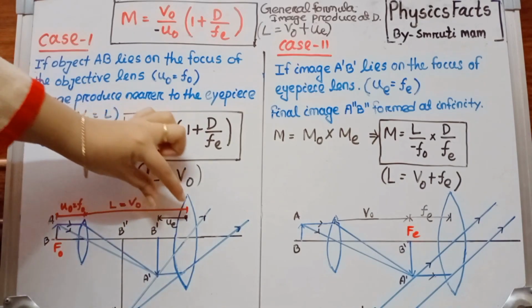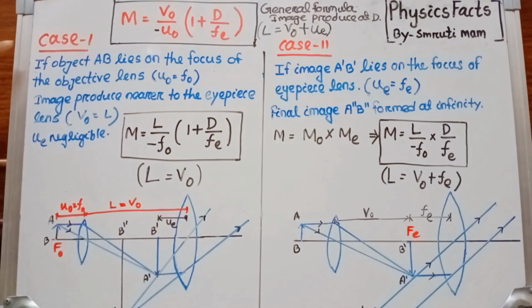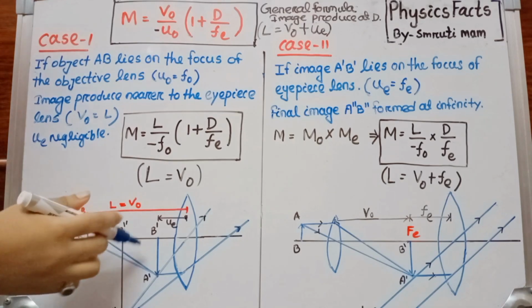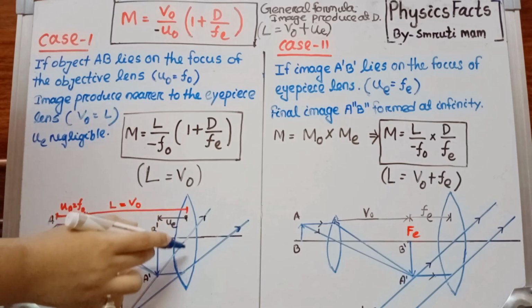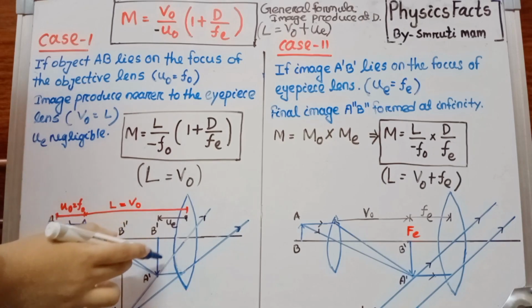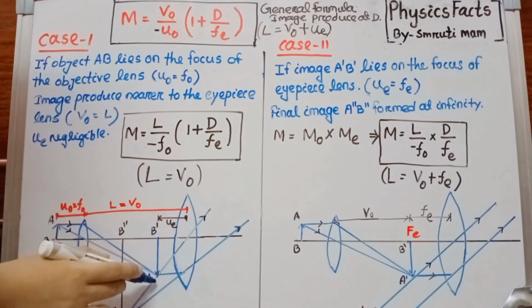Look, VO plus UE. Now go to case 1 and case 2. In case 1, the object AB lies on the focus of the objective lens. Objective lens के फोकस पर ऑब्जेक्ट रखेंगे. कुछ इस तरह सेटअप करेंगे, that the object is placed on the focus of the objective lens. And ये जो image produce हो रहा है, this image is very near to the eyepiece lens. eyepiece lens के बहुत पास create होगा ये image A prime B prime.